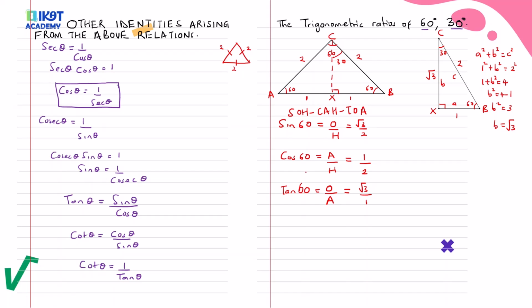Now you can prove this with your calculator. Just make sure the calculator is in degrees. You write sine 60, it will give you 0.8660, and when you also say root 3 divided by 2, it will give you the same answer, meaning you've gotten the correct ratio. Then if you say cos 60 in your calculator, it gives you 0.5.